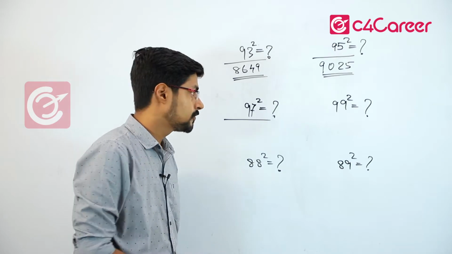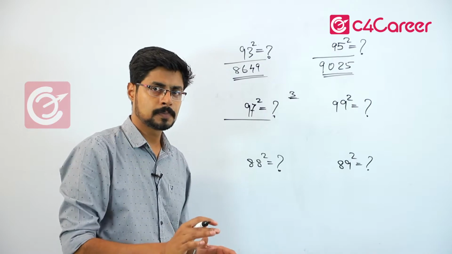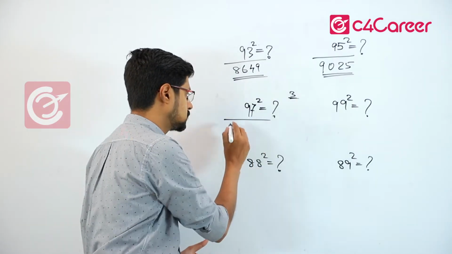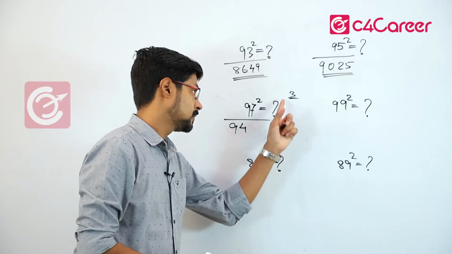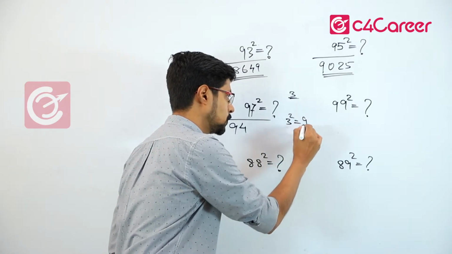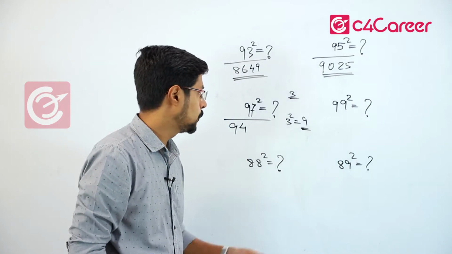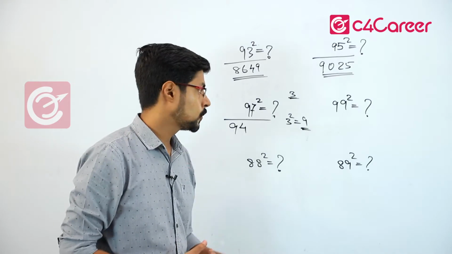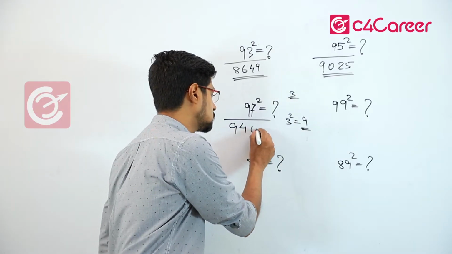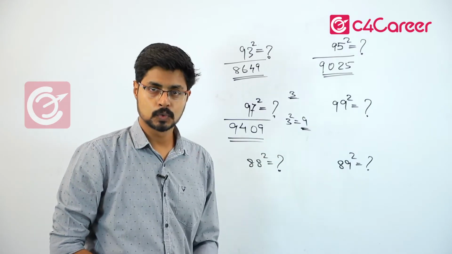97. What is the difference? Difference is going to be 3. What is the first part? 97 minus 3. 94. What is the second part? 3 square is equal to 9. I hope you can recollect what I told you. If the square is single digit, what are we supposed to do? If the square is single digit, we have to write it as 09. So the second part is always 2 digits.